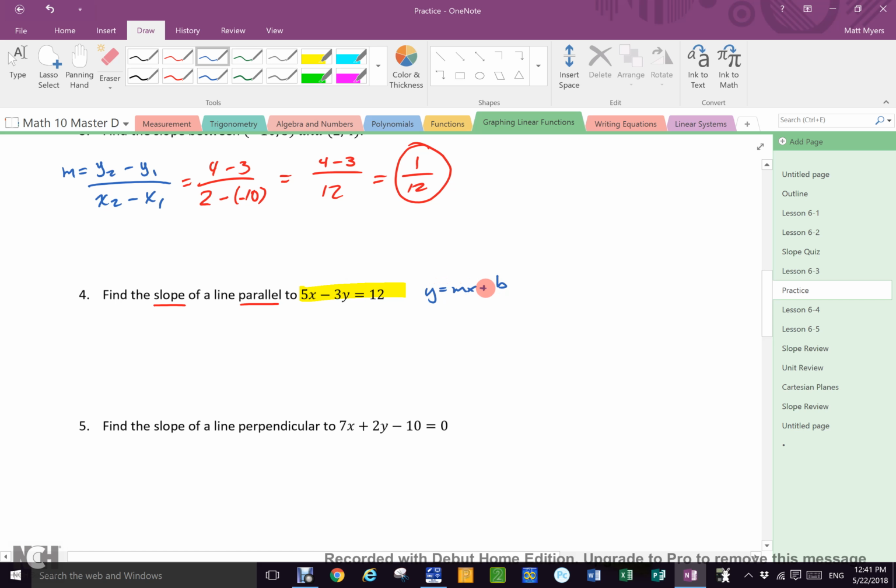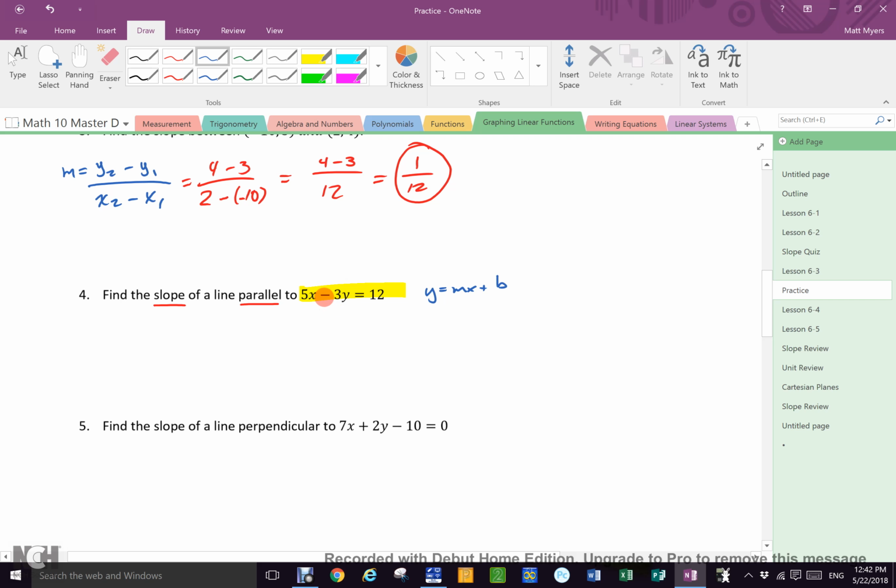If it looks like this, do I automatically know the slope? Yes. So if I isolate y, I automatically know the slope, don't I? Do I even need to care about this number? No, because I want a different line, don't I? I don't want the line that goes through that. I want a different line, as long as it has the same slope. So all I care about is the x's and y's.